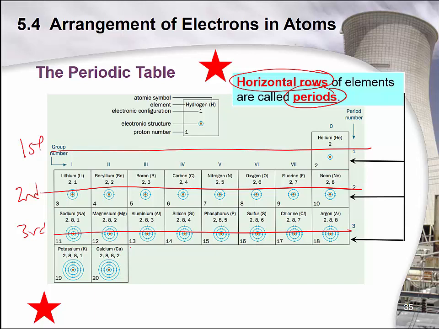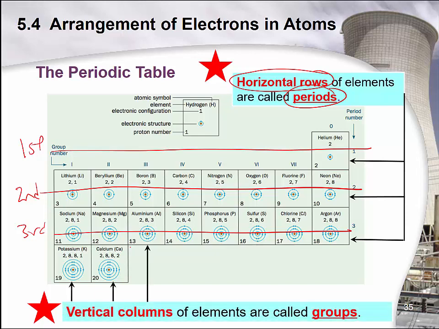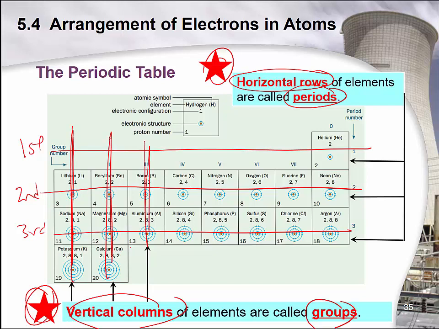Now the vertical one will be the group. Vertical column is called the groups. Now put a star means you must memorize. So the vertical columns are group 1, group 2, group 3, group 4, group 5, group 6, group 7. And then this is called the noble gas, group 0.